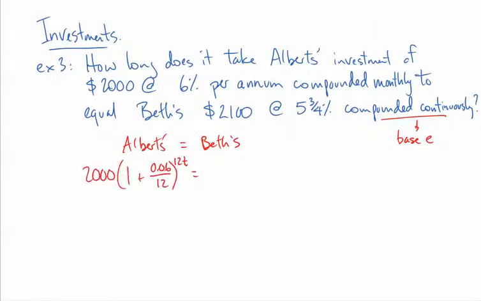Okay, how's that look? Notice that I'm dividing by 12 because this is a per annum interest and it's broken in 12 parts.